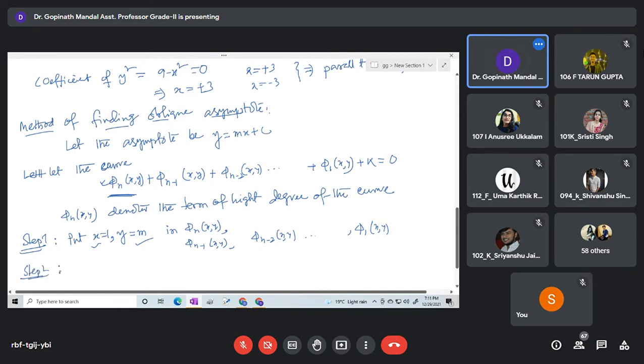Step 2, find all real roots of phi n. We put x equal to 1 and y equal to m, so this will be an equation in m. So find all roots of phi n m equal to 0.